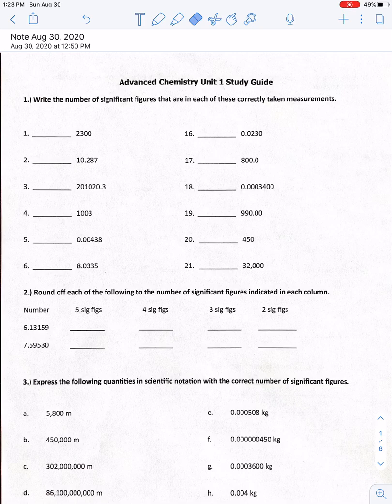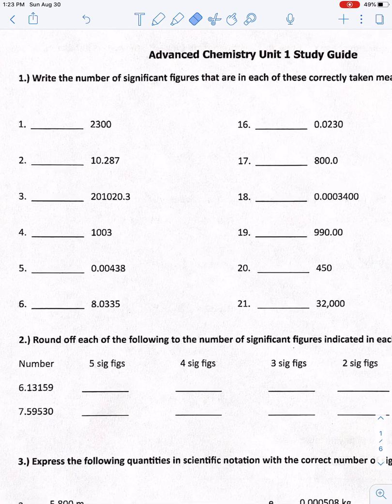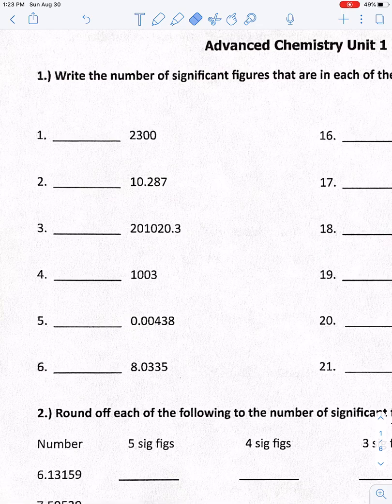Okay, so the first section we're going to start off with is: write the number of significant figures in each of these correctly taken measurements. So we're just counting significant figures. When we count significant figures, remember our rules. When it comes to trailing zeros, like number 1, trailing zeros only count if there's a decimal. If there is no decimal there, those trailing zeros do not count. So this 2 and 3 count, but these trailing zeros do not count because there's not a decimal. So this would just have 2 significant figures.